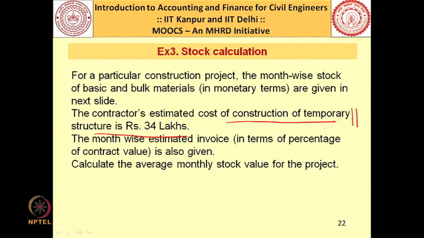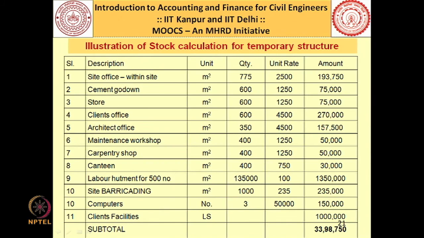What are the things that come under temporary structures? You will see it from this slide. You will construct the site office, cement go down, stores, client office, architect office, maintenance workshop, carpentry shop, canteen, labor hutment, site barricading, computers and client facilities. These are the things that we consider under temporary structure. Depending on how many workers and how many staff I am going to employ, I can calculate the quantity required for each of these facilities. These are temporary structures, so the cost is going to be very less compared to the permanent structure construction.